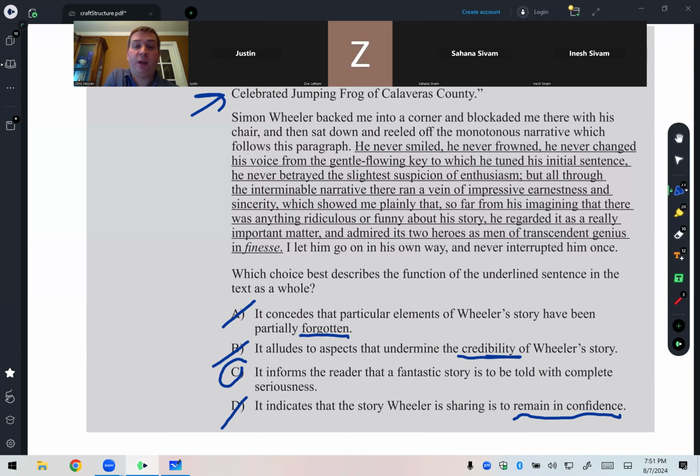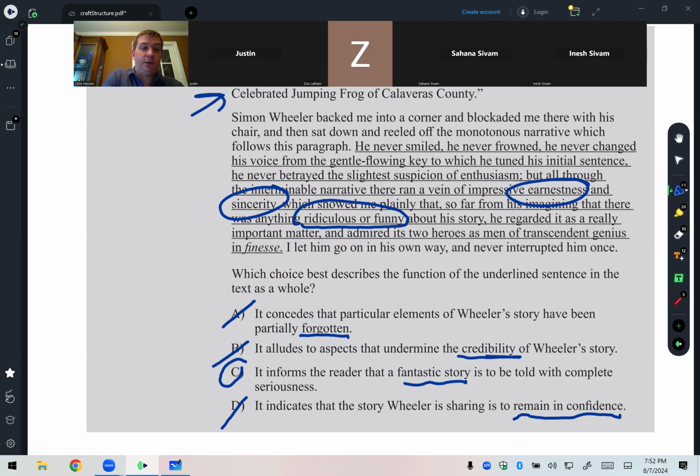It informs the reader that a fantastic story will follow, and it will be told with complete seriousness. I'm going to just highlight that portion. So where is the fantastic part? It's right here. And where is the seriousness? Right here. Earnestness and sincerity. So that's our combination. We know that some kind of ridiculous or funny story is going to follow, but it's told with a straight face, with deadpan delivery.